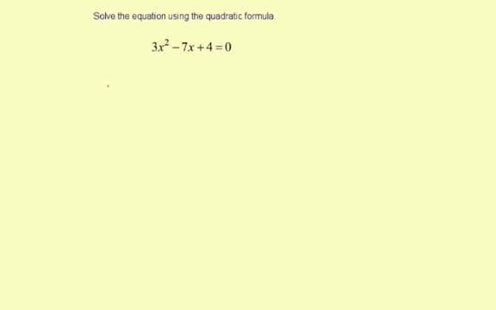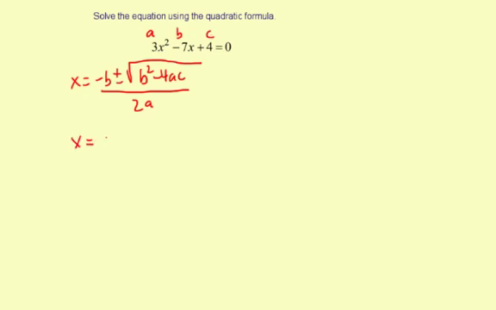Solve the equation using the quadratic formula. So the quadratic formula is x equals negative b plus or minus square root of b squared minus 4ac all over 2a. 3 is a, negative 7 is b, 4 is c. So let's go ahead and substitute and solve this equation.